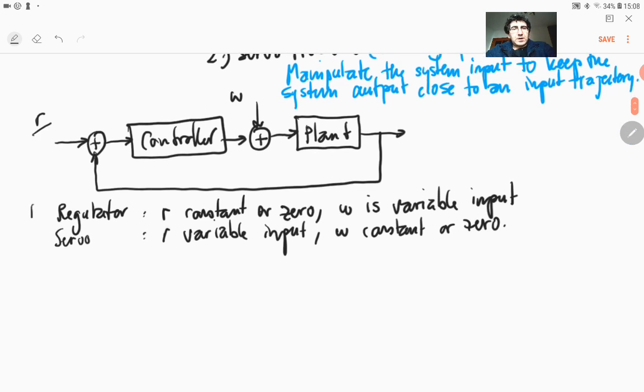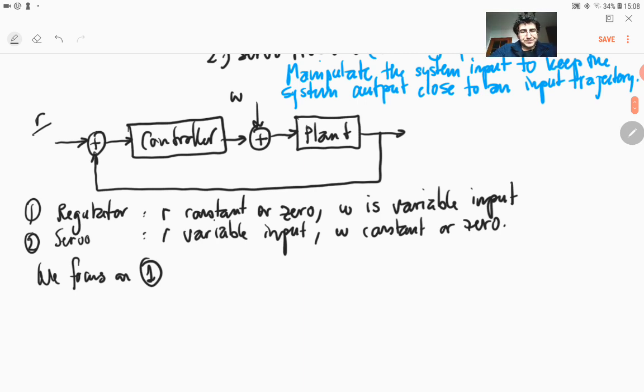So we will focus on the first one of these problems. That's why we call it the linear quadratic regulator. So for now we will focus on the regulator problem.